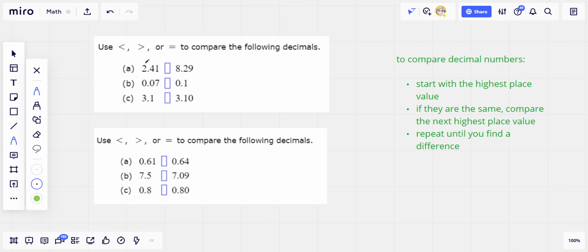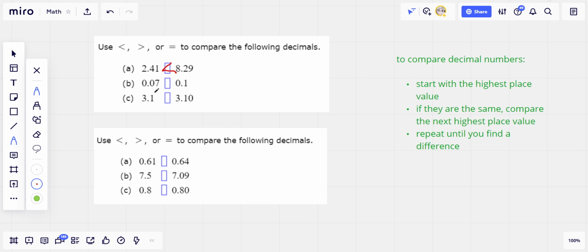But in here, we've got a 2.41 and an 8.29. Well, if you're looking at the highest place value and they're not the same, you can ignore everything else. Just compare the 2 and the 8. Which one is less? Well, 2 is less than 8, so 2.41 is less than 8.29. So we're going to use less than here.